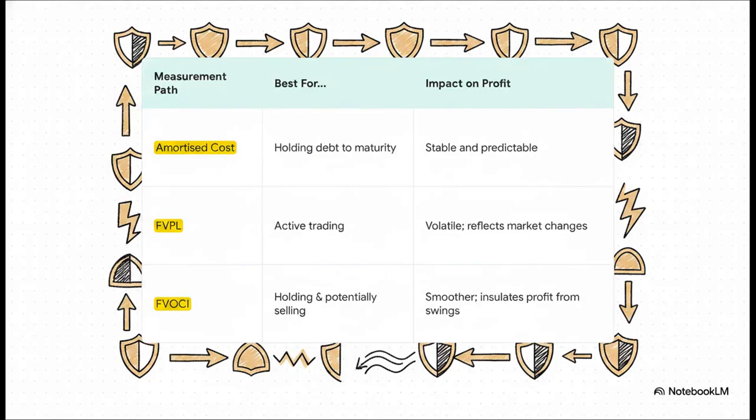So let's just boil this all down, shall we? Here's the big takeaway on our three paths. Amortized cost gives you stability. Fair value through profit or loss gives you the raw, real-time market picture, but it can be really volatile. And that middle path, FVOCI, it tries to give you the best of both worlds by smoothing out those big market swings.